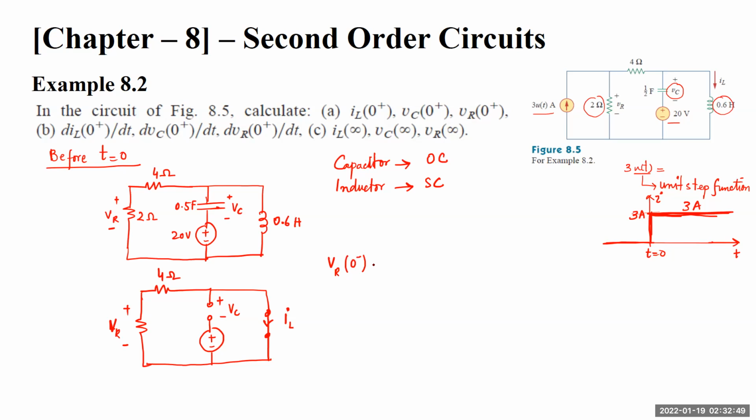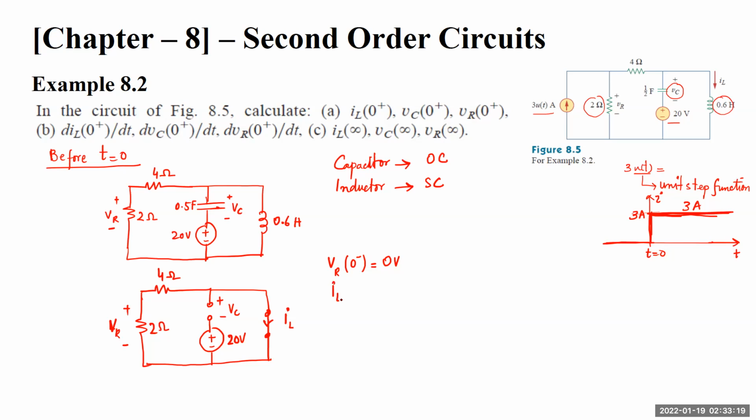So VR before switching, at 0 negative: we do not have any voltage source connected, or this open circuit is there. It's a short. So VR at 0 positive is 0. VR at 0 negative is 0. You can easily see that there is nothing driving any sort of current across the circuit.